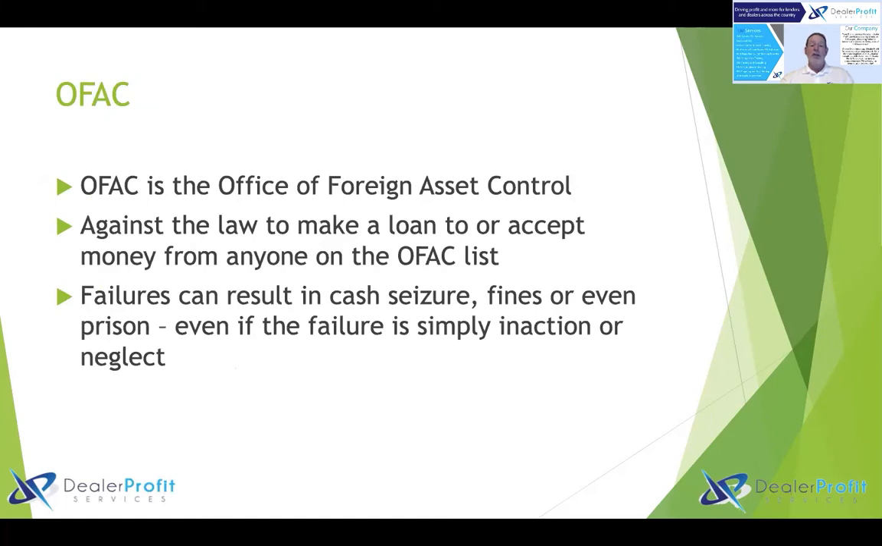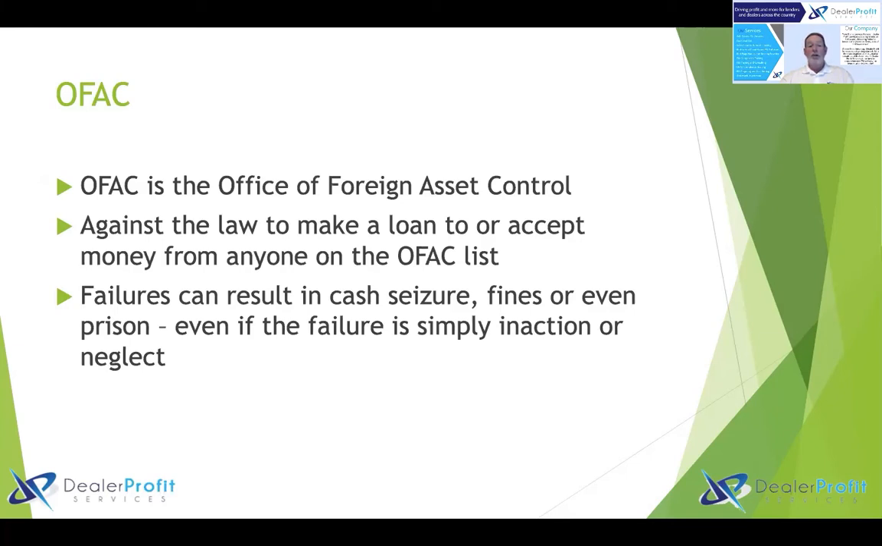OFAC is the Office of Foreign Asset Control. It is against the law to make a loan to or accept money from anyone on the OFAC list. These are terrorists and terrorist affiliate organizations. A failure to check the OFAC list and a failure that in some way involves you with either taking money from or facilitating a loan to can result in jail time. It can result in fines of up to $1 million. You just simply don't want to do it.